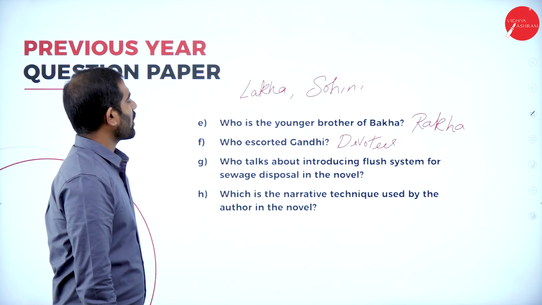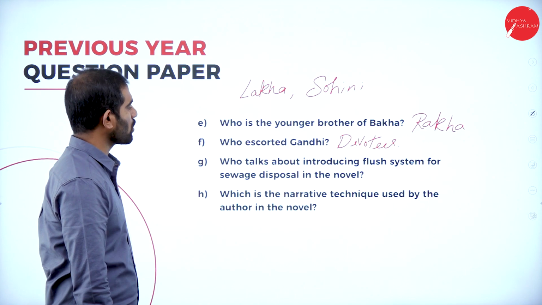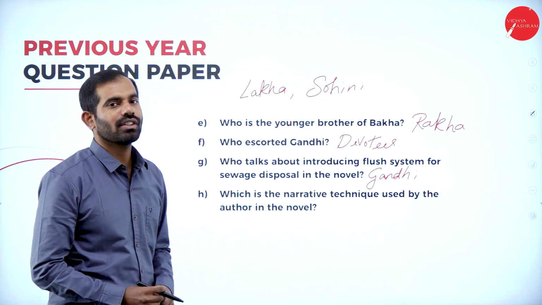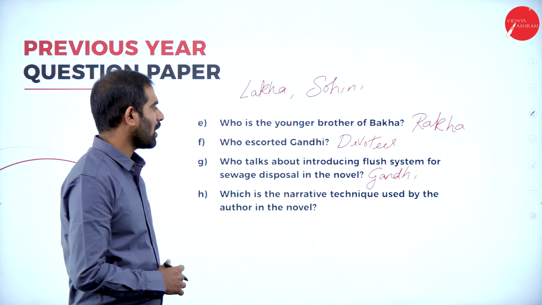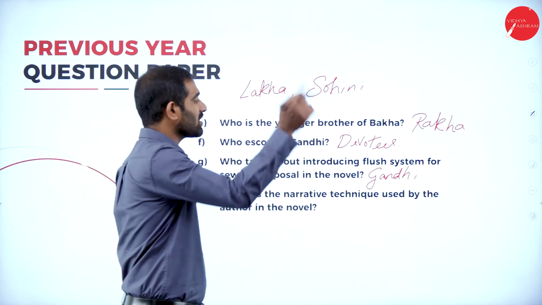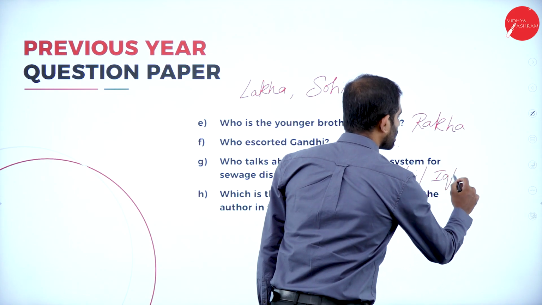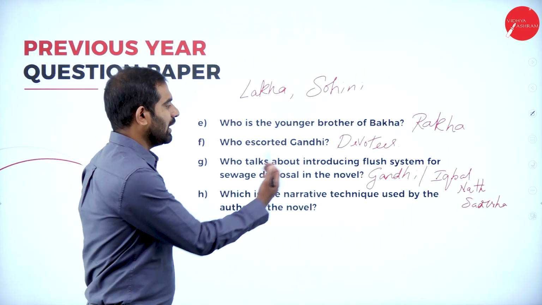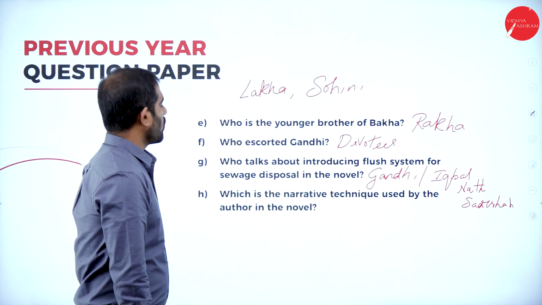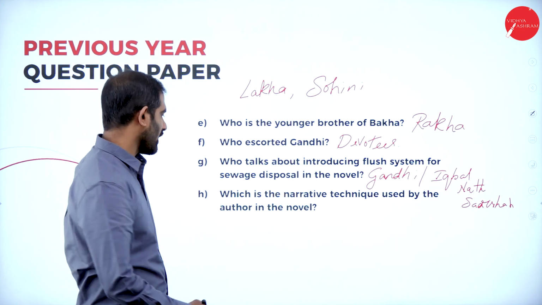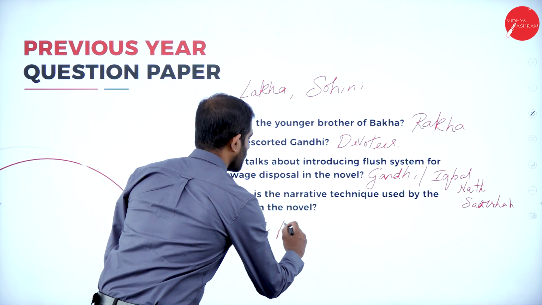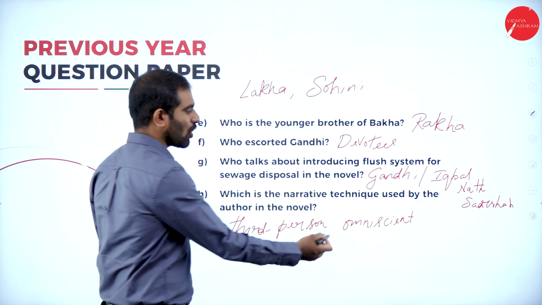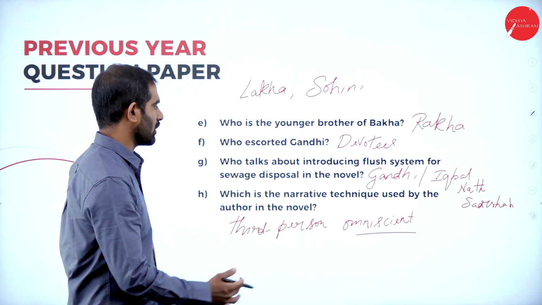The followers of Gandhi. Who talks about introducing flush system for sewage disposal in the novel? It is Mahatma Gandhi ji, while addressing the Harijans, while addressing the crowd there. He talks about the idea of introducing flush system, which is later discussed by Iqbal Nath Sarshar. Which is the narrative technique used by the author in the novel? This is very important. The narrative technique, third person omniscient. This is the narrative technique used.